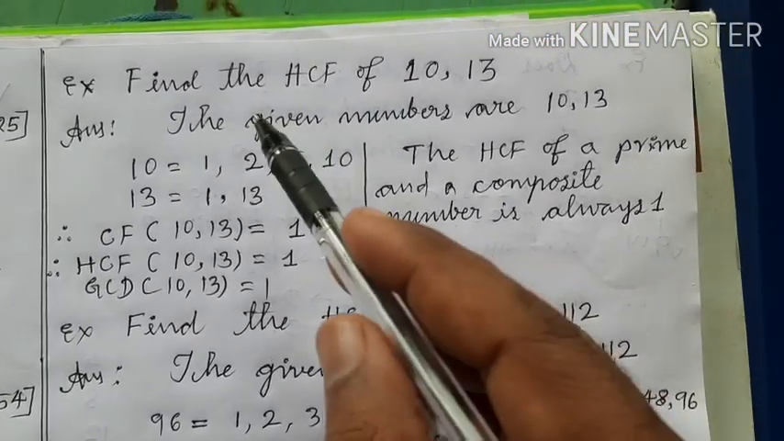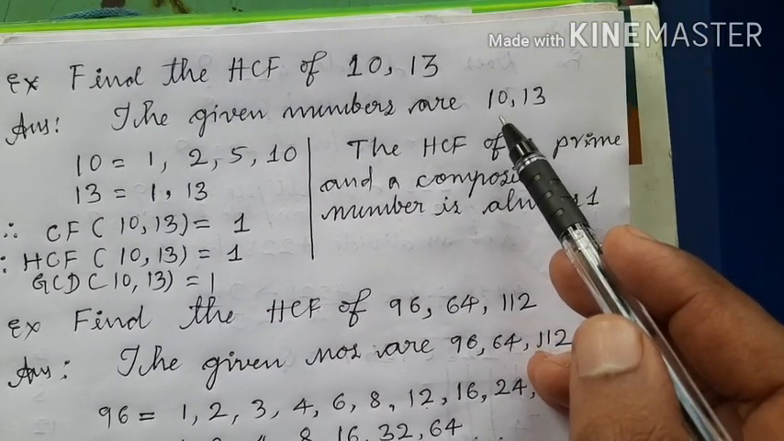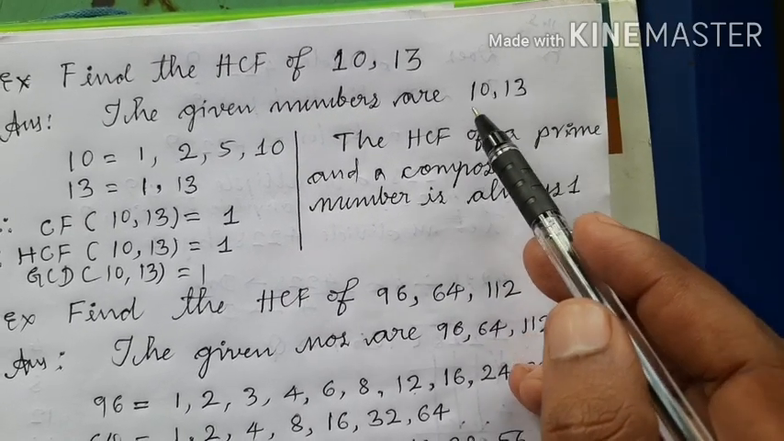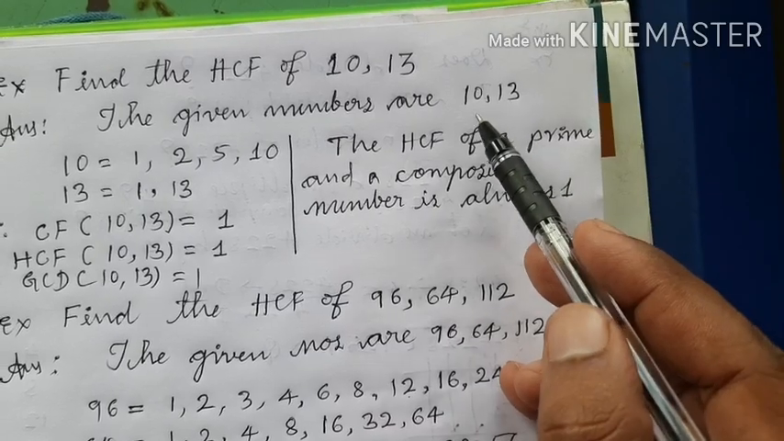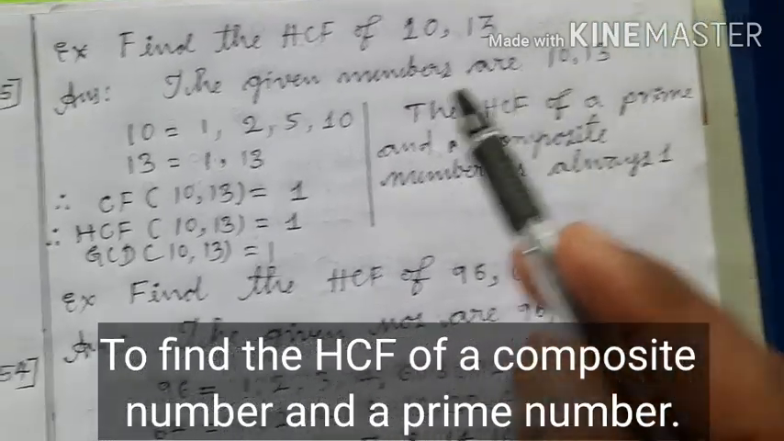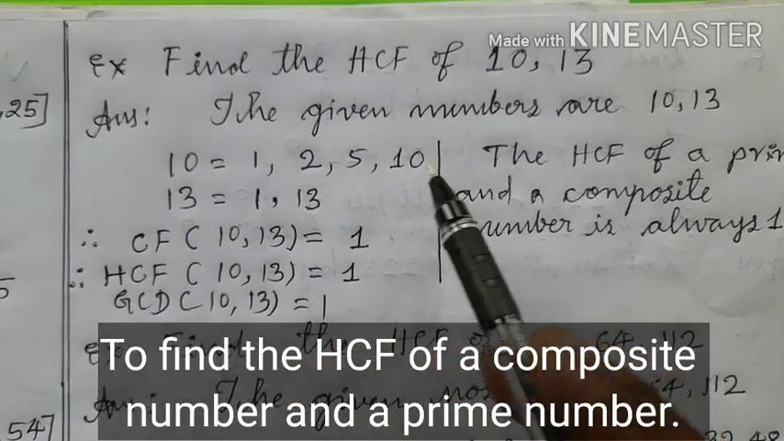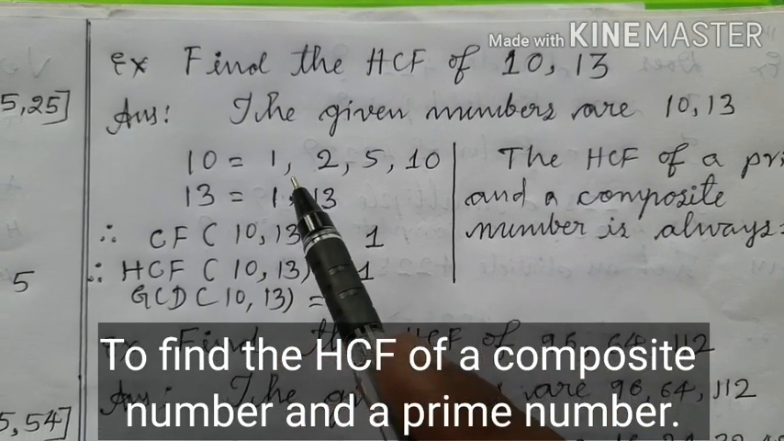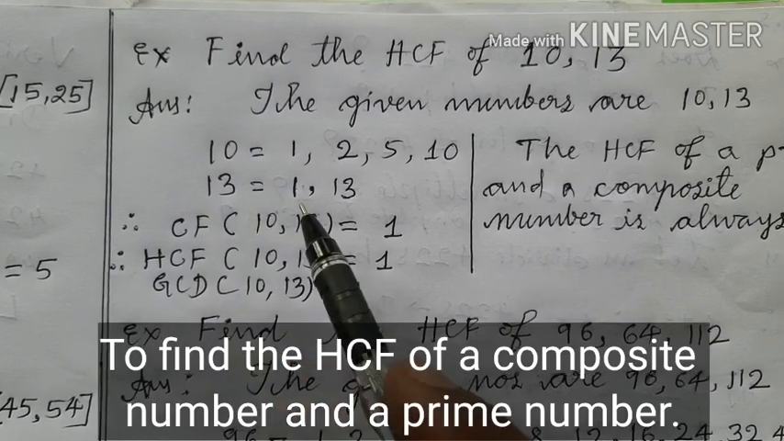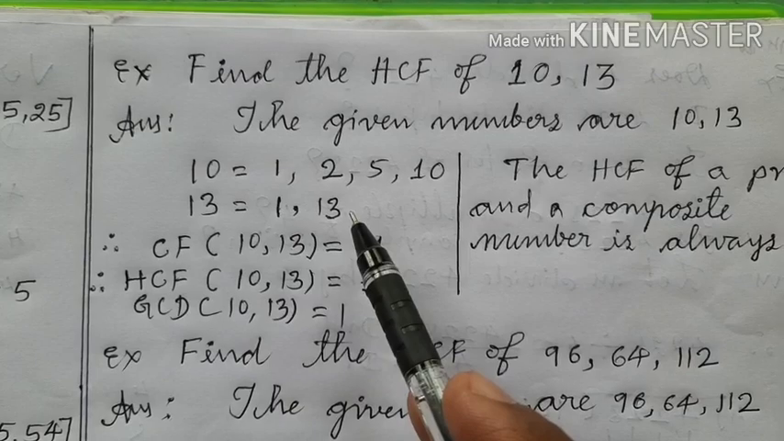Okay. See here, the given numbers are 10 and 13. Here 10 is a composite number and 13 is a prime number. Therefore, children, you are going to find the HCF of a composite number and a prime number. Let us see what happens. The factors of 10 are 1, 2, 5, 10. Means 10 is divided by the numbers 1, 2, 5, 10. The factors of 13 are 1 and 13. Means 13 is divided by 1 and 13.